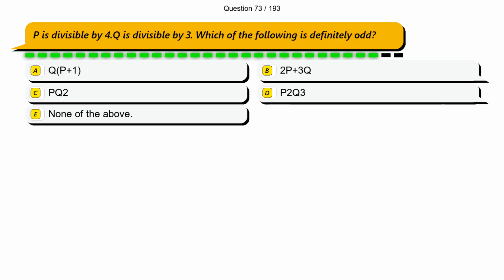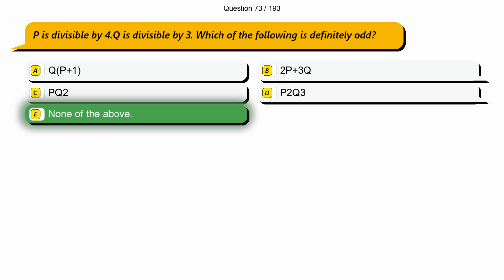Question 73. P is divisible by 4. Q is divisible by 3. Which of the following is definitely odd? Option A, q(p+1). Option B, 2p+3q. Option C, pq². Option D, p²q³. Option E, none of the above.